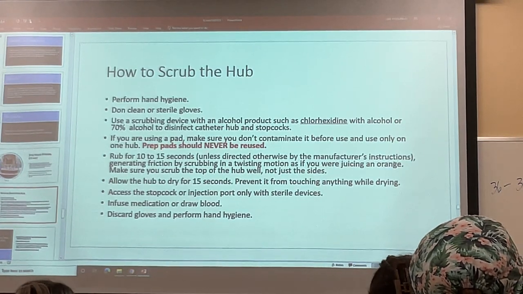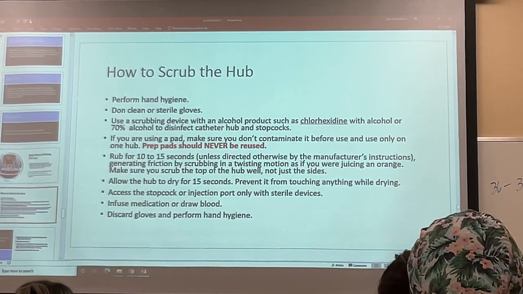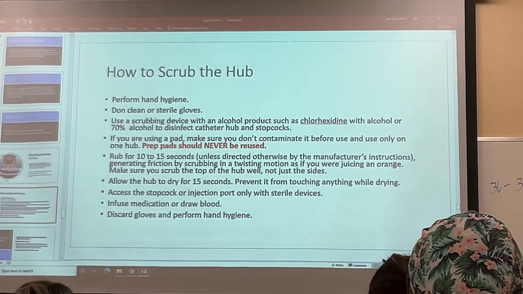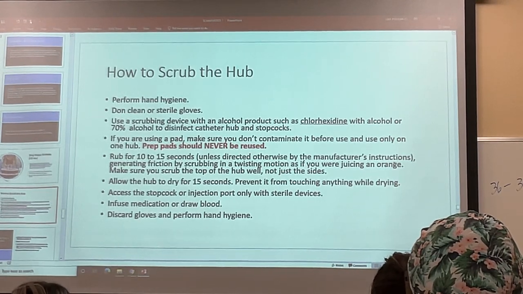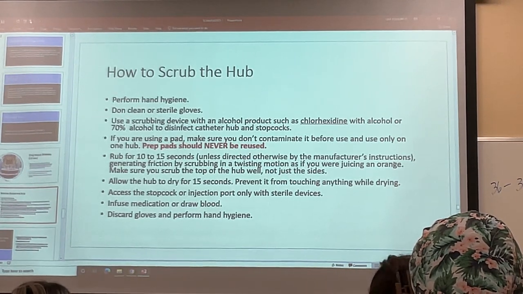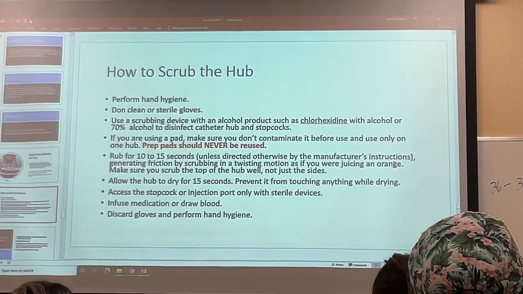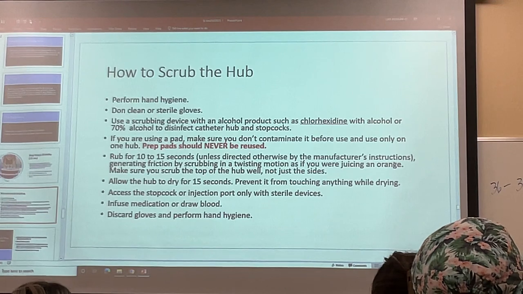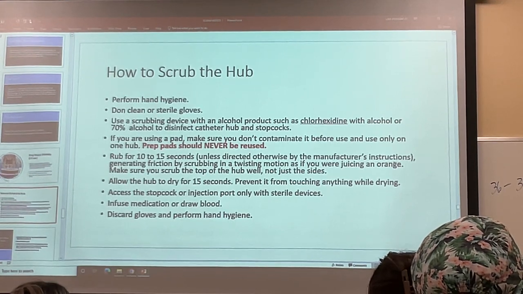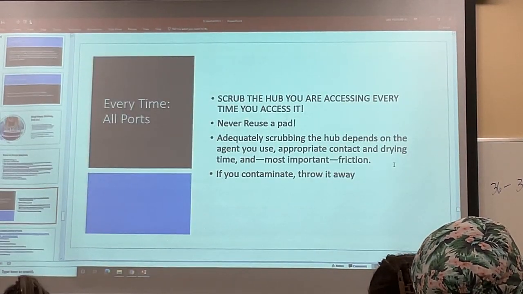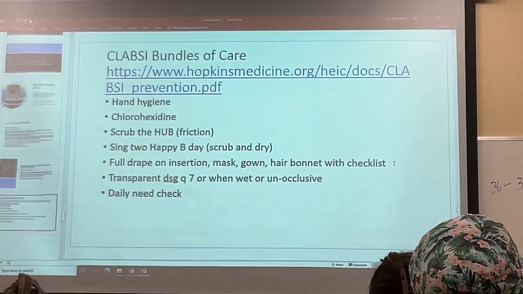Don't reuse a pad. If you're giving IV push, don't throw a pad onto the bed and then pick up that dirty, filthy pad and wipe with it, because it's contaminated now. It's got germs on it. Now you're smearing germs everywhere. So just think about what you're doing when it comes to infection.